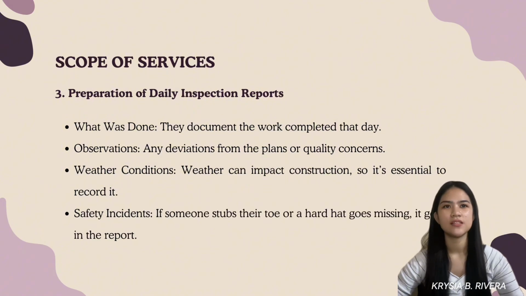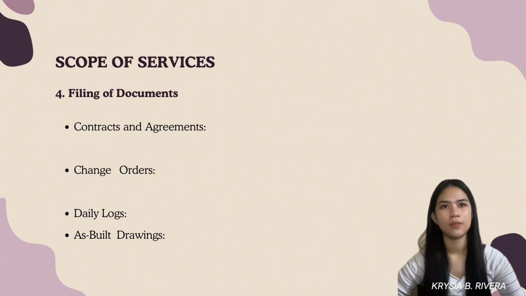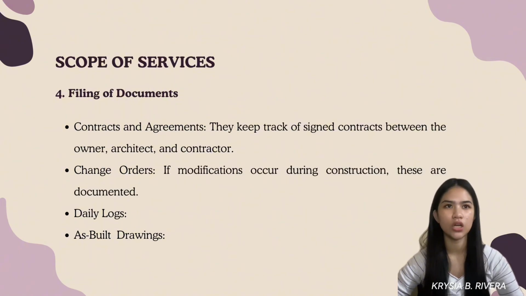Next is the safety incidents. If someone stubs their toe or a hard hat goes missing, it goes in the report. Number 4, filing of documents. Construction generates paperwork, a lot of it. So the supervisory team ensures proper documentation. So the contracts and agreements, they keep track of signed contracts between the owner, architect, and the contractor. The change orders, if a modification occurs during construction, these are documented.